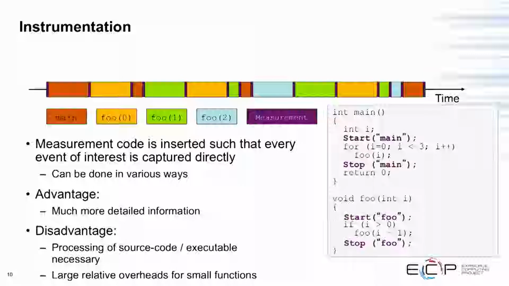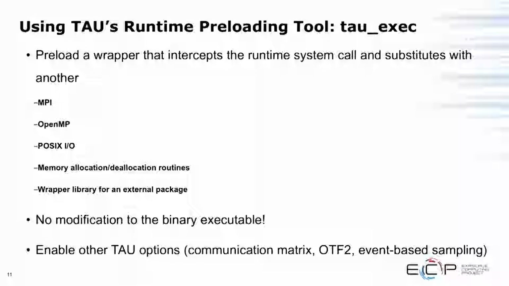With instrumentation, you insert the code directly in a function. So you have a start and a stop call like that. And then, based on this, you must create a profile that shows the total exclusive and inclusive time for the measured elements. We have a tool called TAU exec that can preload a library and insert the hooks for instrumentation.